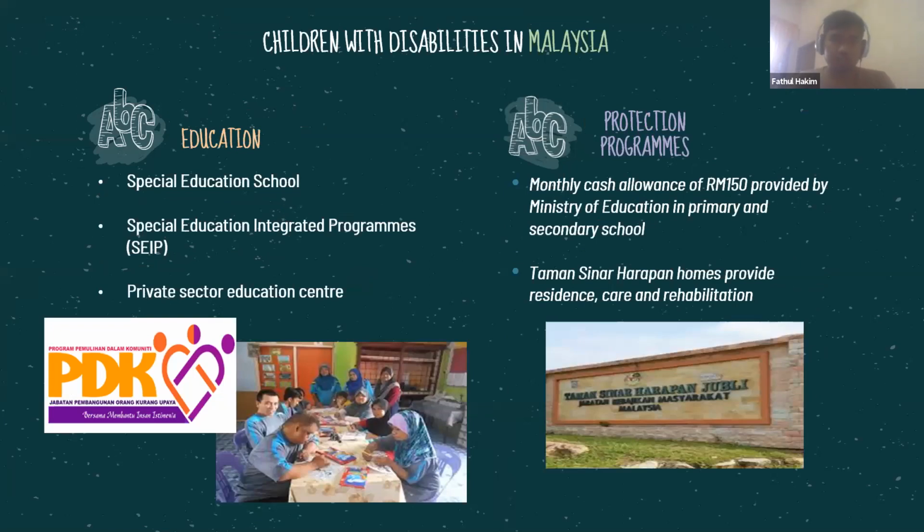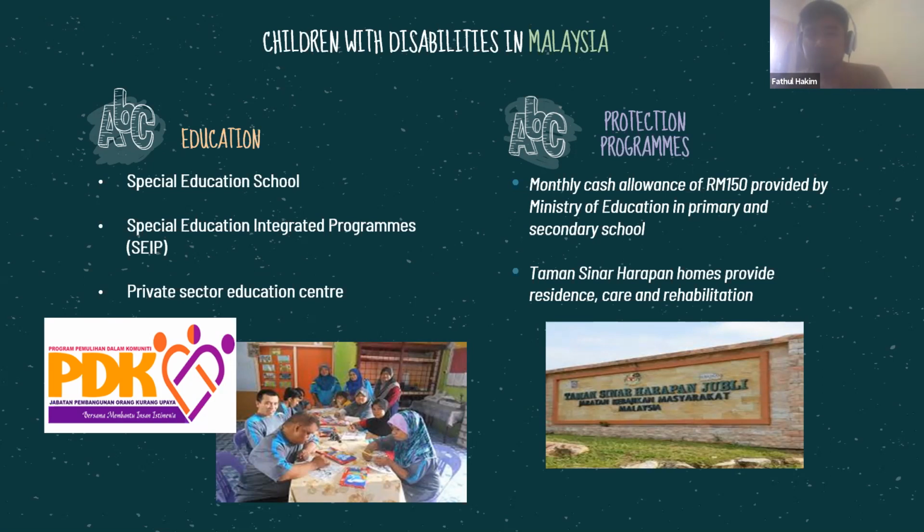Okay, next is education. For children with disability in Malaysia, there is special education school, which is the specific school for children with disability. The special education integrated program is the specific classes in mainstream schools dedicated to children with special needs. There is also private sector education centers run by NGOs, which do homeschooling and private tutoring.